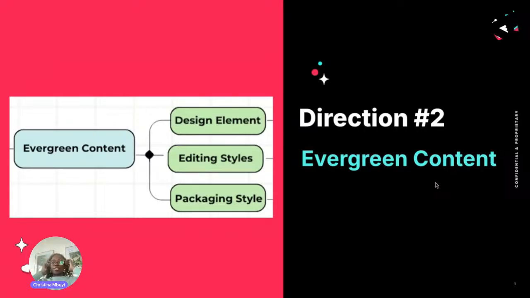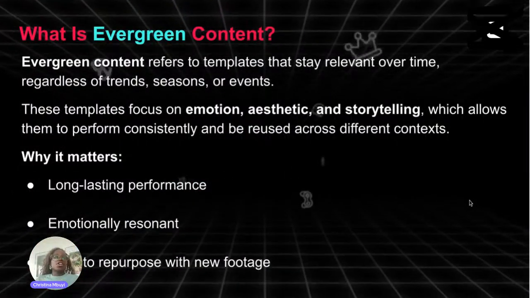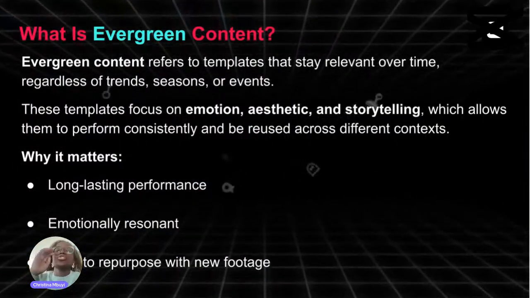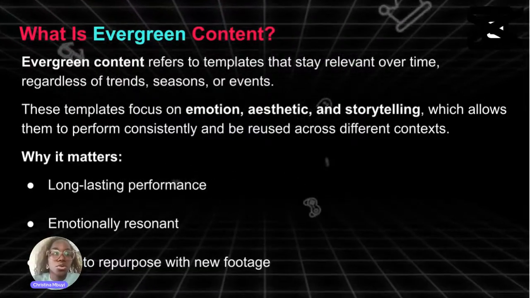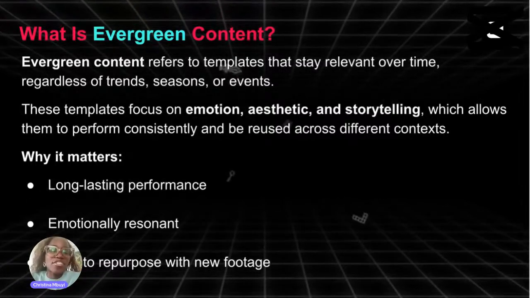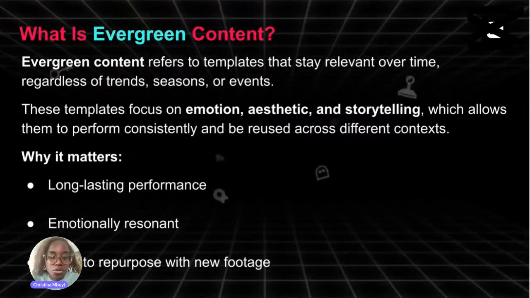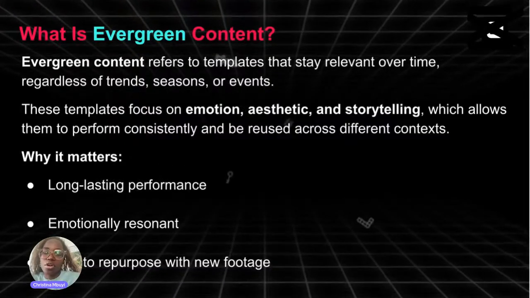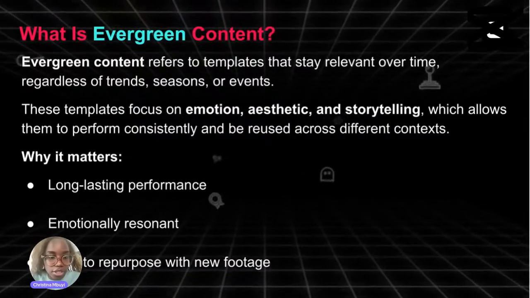All right, direction number 2, we have evergreen content, which is good. So what is evergreen content? Evergreen content refers to templates that stay relevant over time, regardless of trends, seasons, or events. So they're there forever. They're not moving. These templates focus on emotion, aesthetics, and storytelling, which allow them to perform consistently and be reused across different contexts. So they're really important because they can be reused and repurposed.